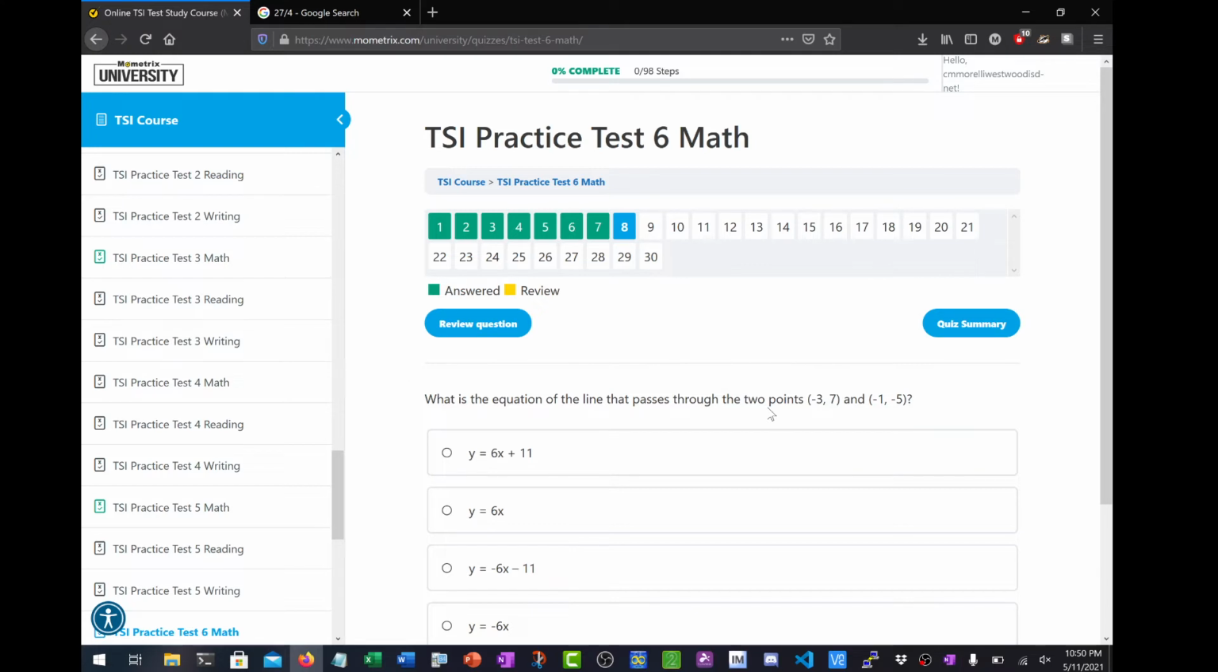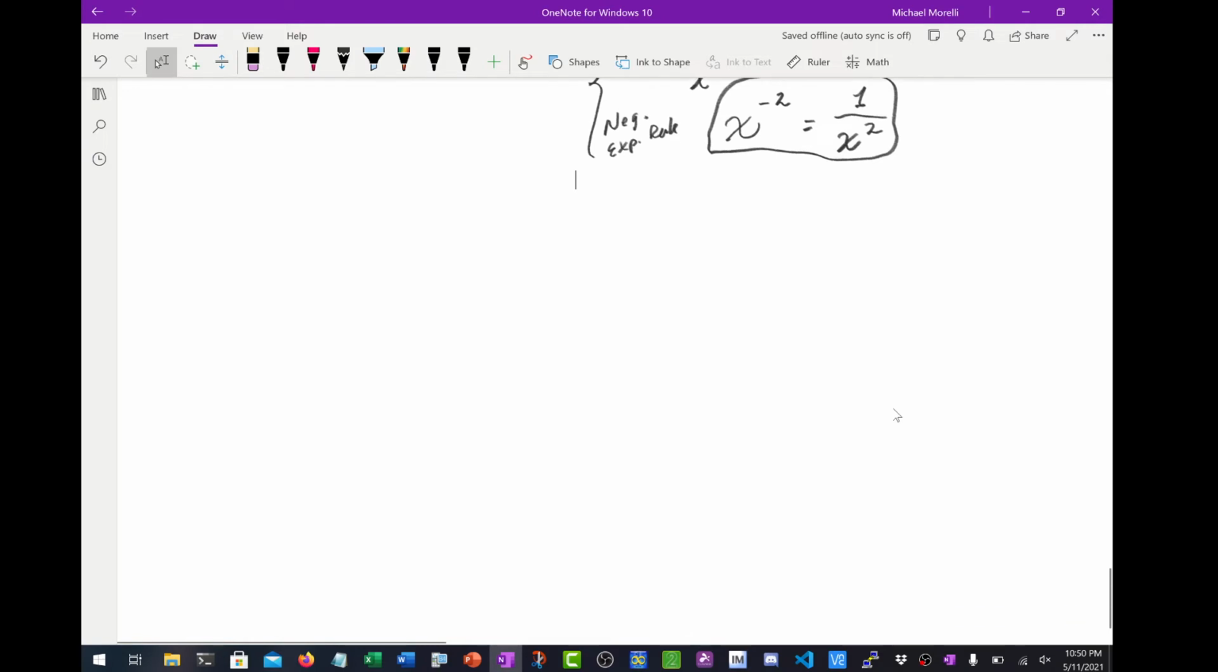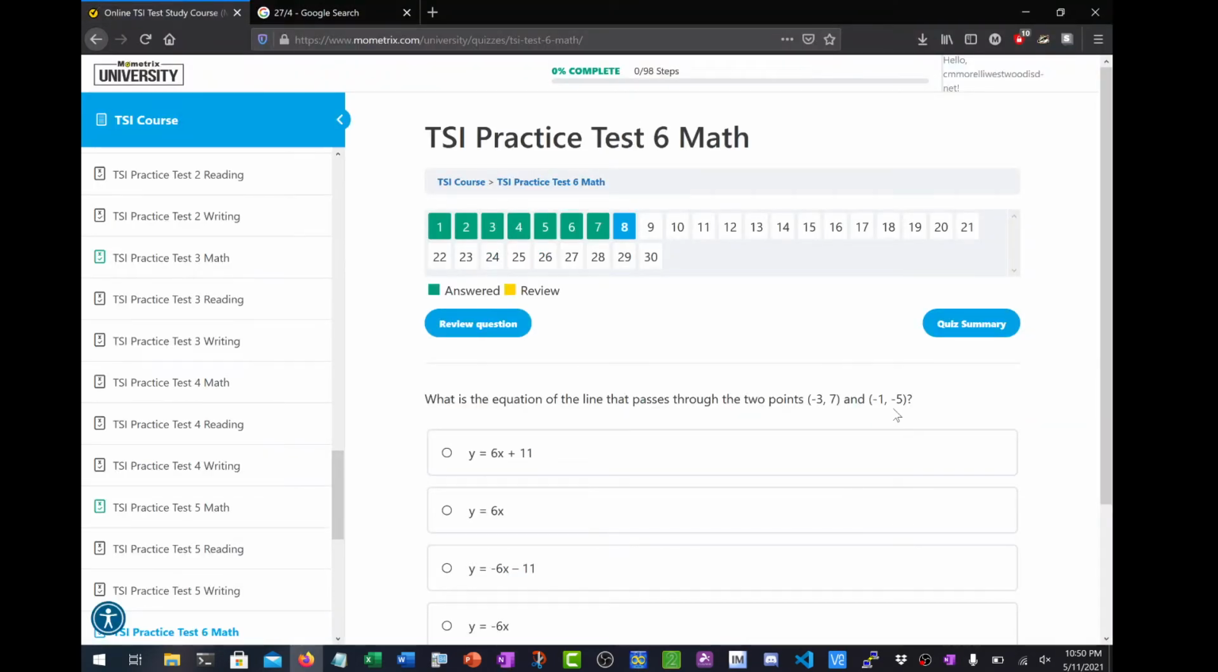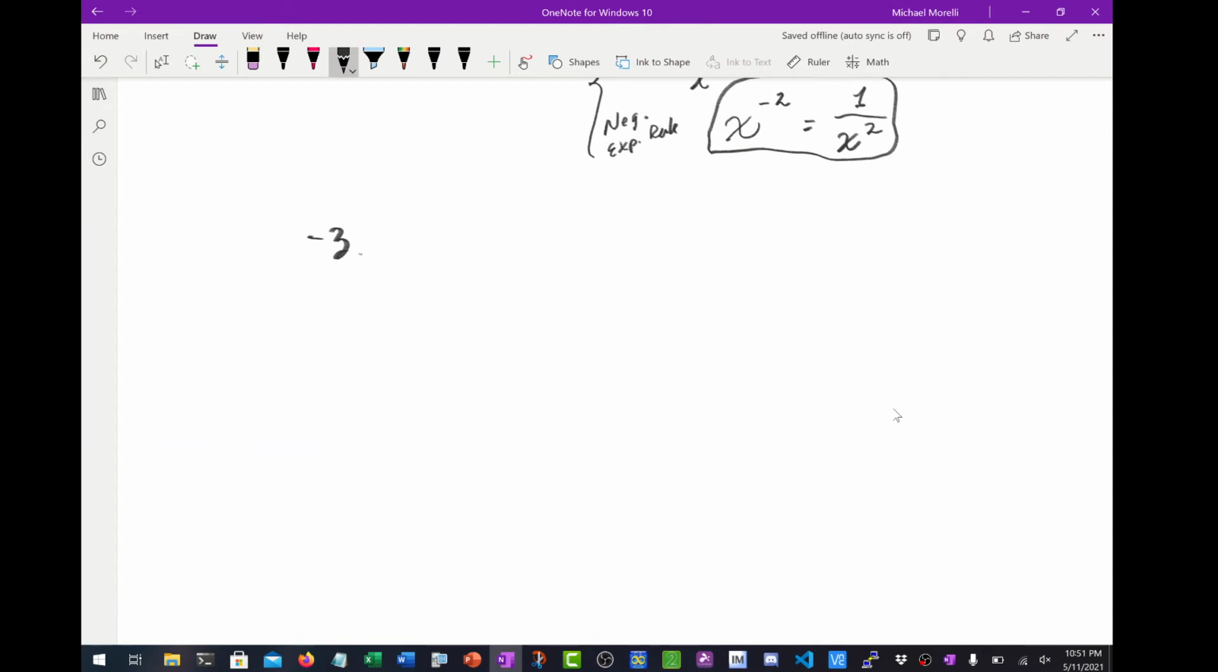Okay, in this problem on number 8, we're asked to find the equation of a line passing through 2 points, -3, 7, and -1, -5. So our points are -3, 7, and -1, -5.